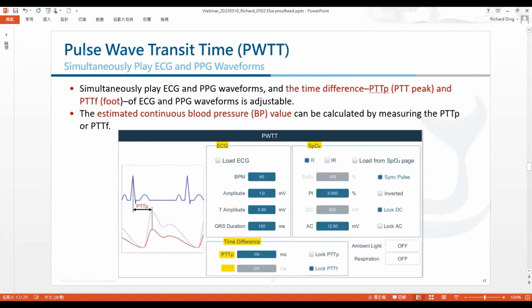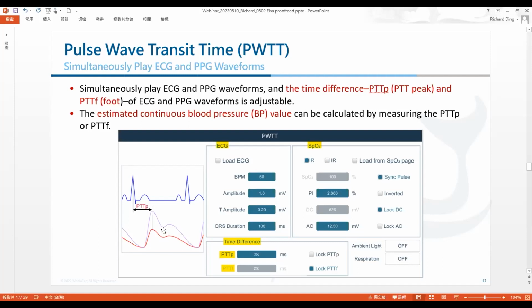PWTT means pulse wave transit time. So the pulse wave transit time peak is the delay with the ECG peak here. So it's the PWTT delay. And the PTTF, F means foot. So this is the delay of this point with the ECG peak. So if the simulator can generate these two signals with a time difference, then we can do the PWTT test.